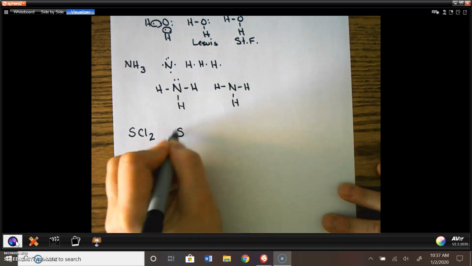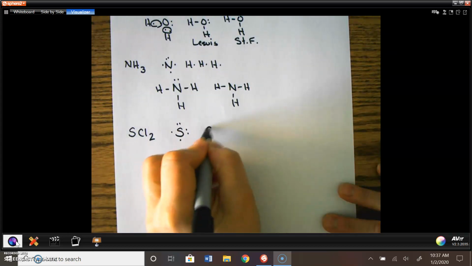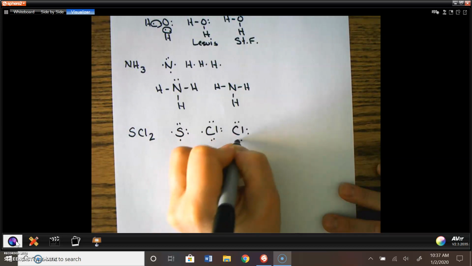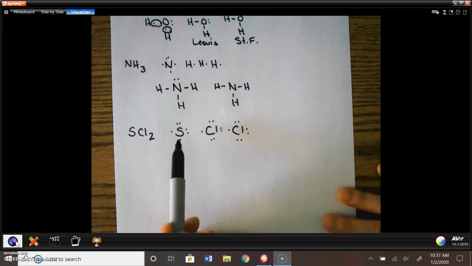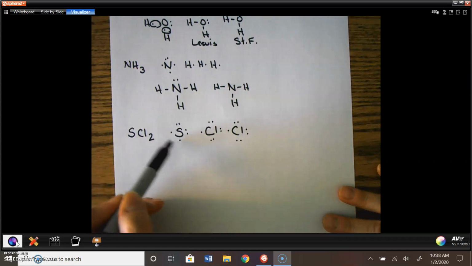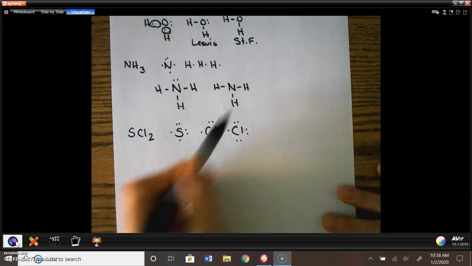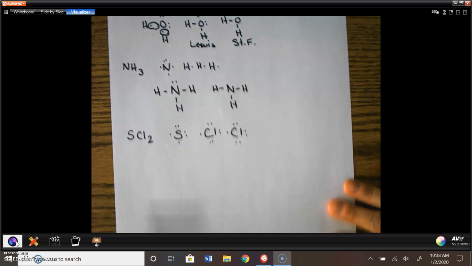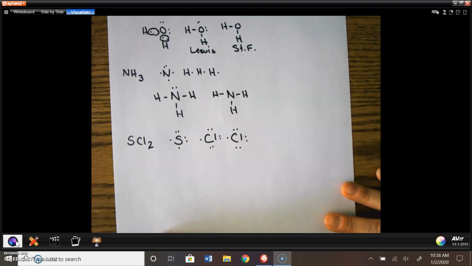Okay, so sulfur, 1, 2, 3, 4, 5, 6 valence electrons. Each chlorine has 7 valence electrons. So if I put the 2 chlorines together, there's no place for sulfur. So what's going to happen? Sulfur's got to go in the middle, and it makes sense based upon our rules, right? The atom that needs the most bonds is going to be your central atom. Halogens and hydrogen will always form the shell around the outside. You saw that it's true. Nitrogen's the central atom here. Oxygen's the central atom here. That's true in all of our examples.